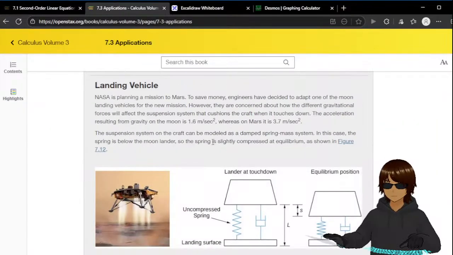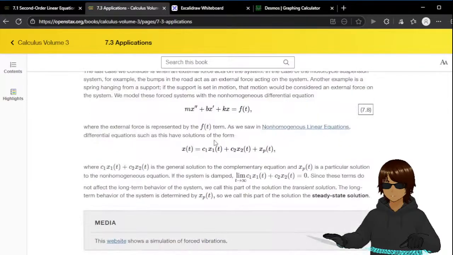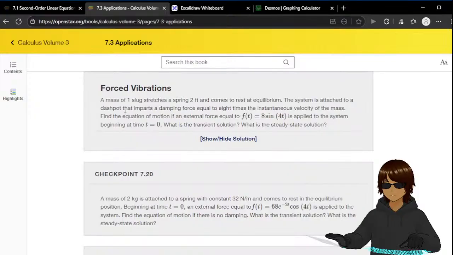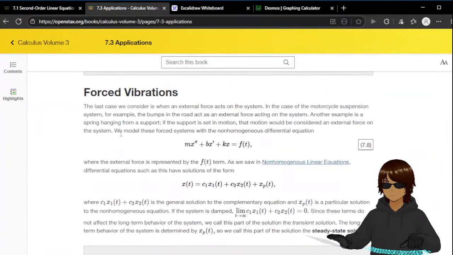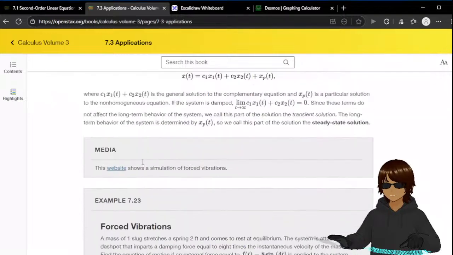Landing vehicle. Forced vibration. What other? Okay, the RLC series circuit.